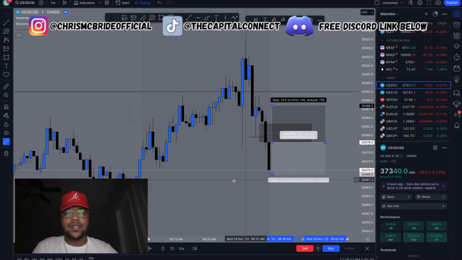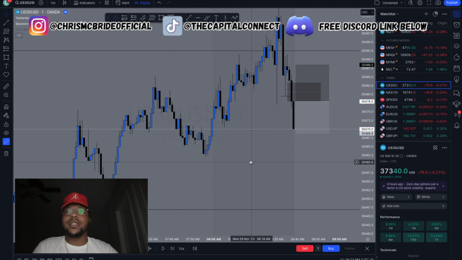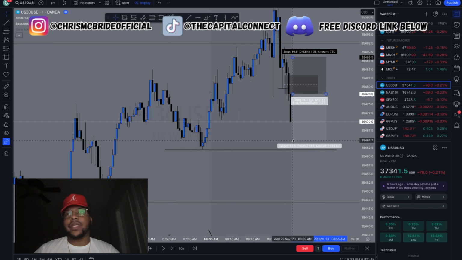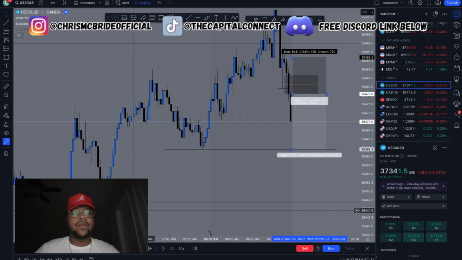And now what are my targets? Well, your targets with this entry model, guys, are going to be opposing liquidity. So you would look to take out other lows, right? This low over here comes to mind. That could be your TP1. That would get you a little bit over a 1-to-1, about a 1 to 1.5, or you could take out this low as well. This could be your TP2 sitting over here.